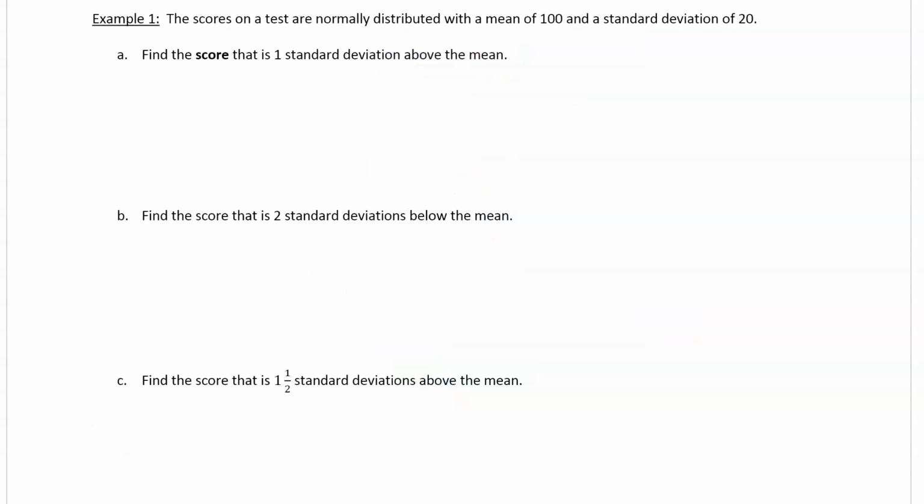We'll start with this first example: the scores on a test are normally distributed with a mean of 100 and a standard deviation of 20. Part A says to find the score that is 1 standard deviation above the mean. So I'll start by drawing the normal distribution and putting a line in the middle here for the mean, and the value for the mean is 100. So now I'm going to label the first standard deviation above the mean. So 100 plus 20, which equals 120. This is 1 standard deviation above the mean because I did the mean plus 1 standard deviation.